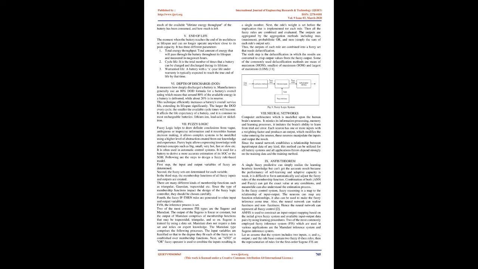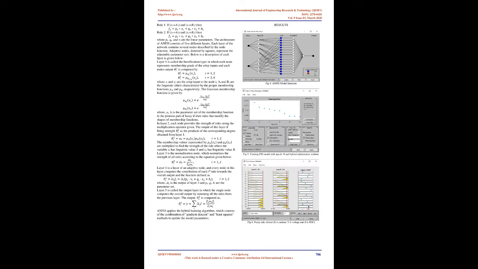6. Depth of discharge, DOD. It measures how deeply discharged a battery is. Manufacturers generally use an 80% DOD formula for a battery's overall rating, which means that around 80% of the available energy in a battery is delivered, while about 20% is in reserve. This technique efficiently increases a battery's overall service life, extending its lifespan significantly. The larger the DOD every cycle, the smaller the available cycle times will become. It affects the life expectancy of a battery, and it is common to most rechargeable batteries, lithium-ion, lead-acid or nickel-iron.